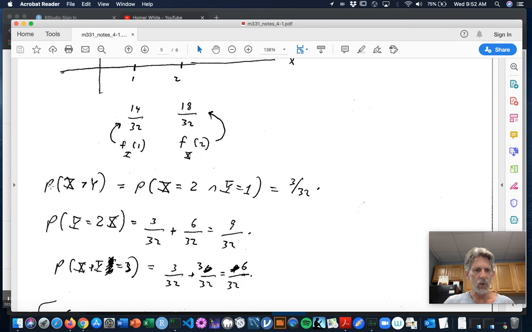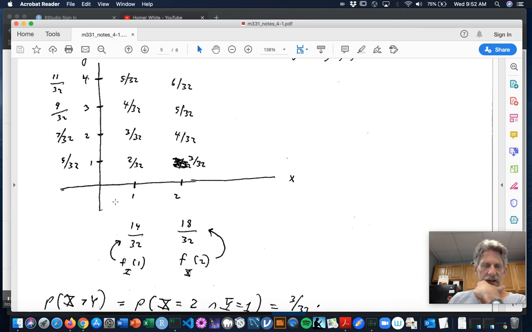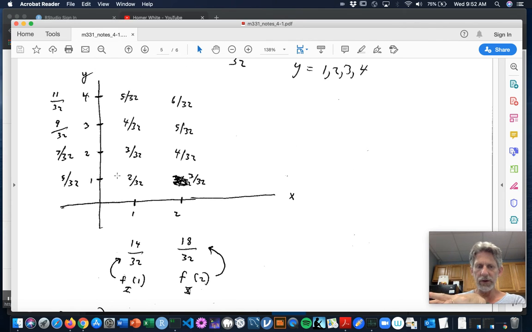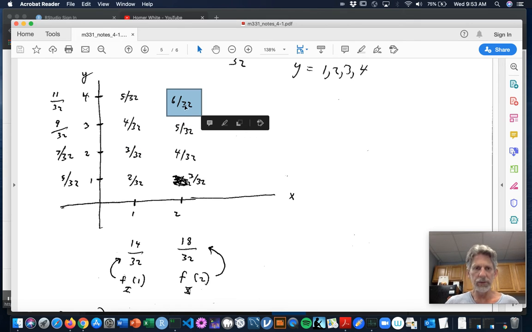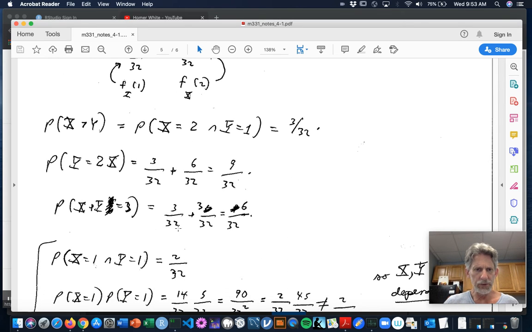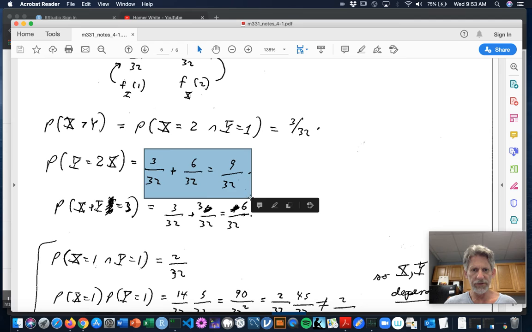How about the chance that y is 2x? Let's see, which elements of the sample space correspond to y being 2x? Well, when x is 1 and y is 2, y would be 2x. And when x is 2, y is 4, y would be 2x, and that appears to be it. So we just add up those two values, those two f values.